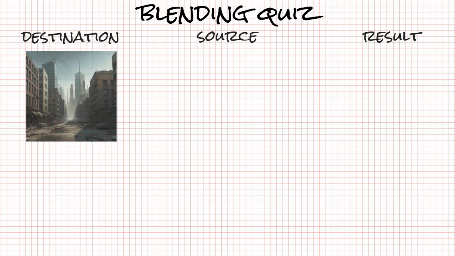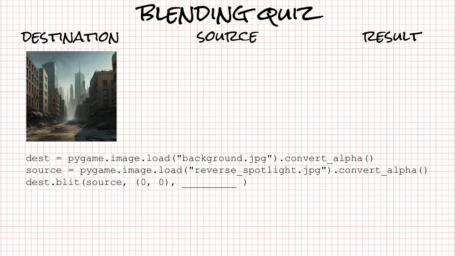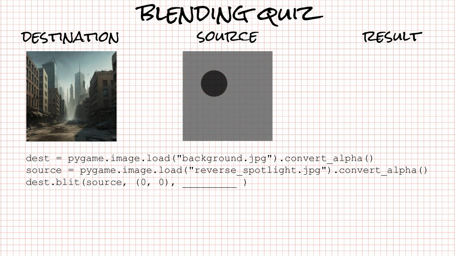On the left is the destination surface created with dest equals pygame.image.load background.jpg convert alpha. No tricks, it's the same full opacity JPEG from the video. And in the middle is the source surface, reverse spotlight, loaded with pygame.image.load reverse spotlight.jpg.convert alpha. This is again the same full opacity JPEG from the video. It is dark gray with a black circle in the upper left.